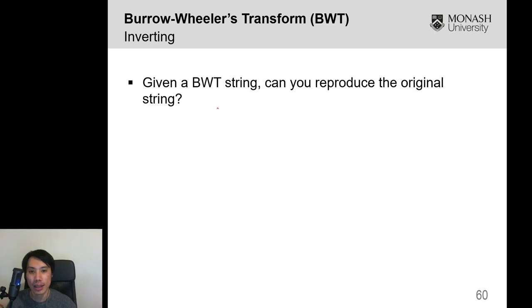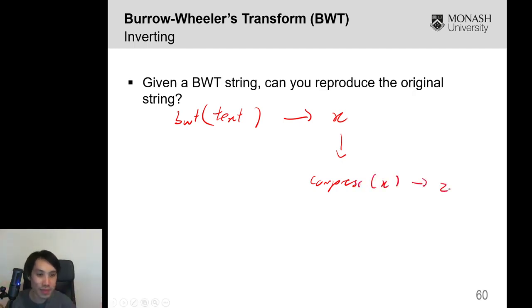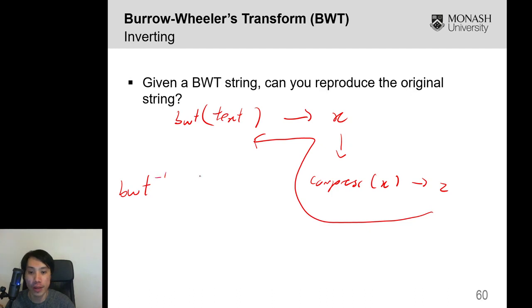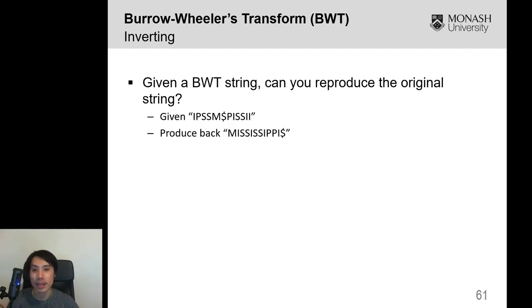So if I give you a text, you can run BWT to obtain some, let's call it X, right? And X, you can compress it into Z. Amazing. Can you reverse the process? So I want the reverse of BWT on X to obtain back my text, okay? And this is why it's amazing.